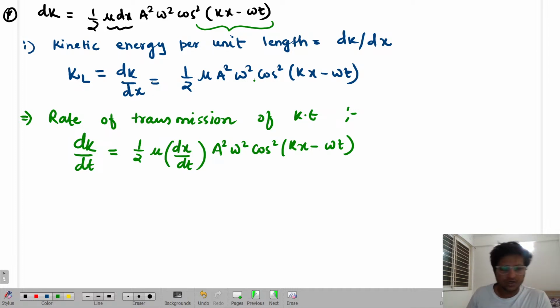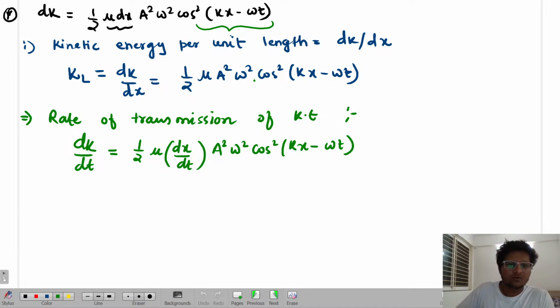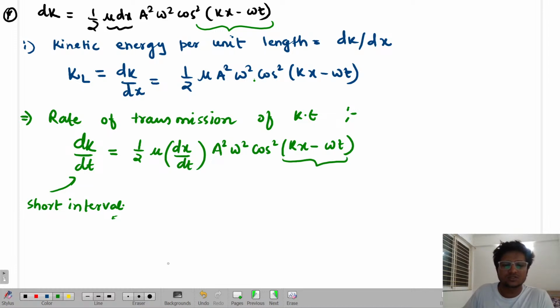Now, one of the most important things is this cos square kx minus omega t is defined for a larger time. It is defined for a long time, right? But what are we finding? We are finding the rate of transmission of kinetic energy for a short interval of time or not? So if I want to find it for a short interval of time, then this must not be differentiated because this is defined for the whole period. Are you able to get me or not?